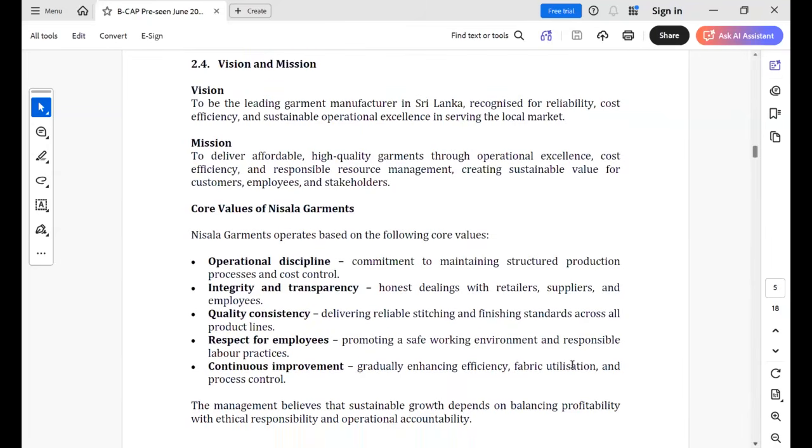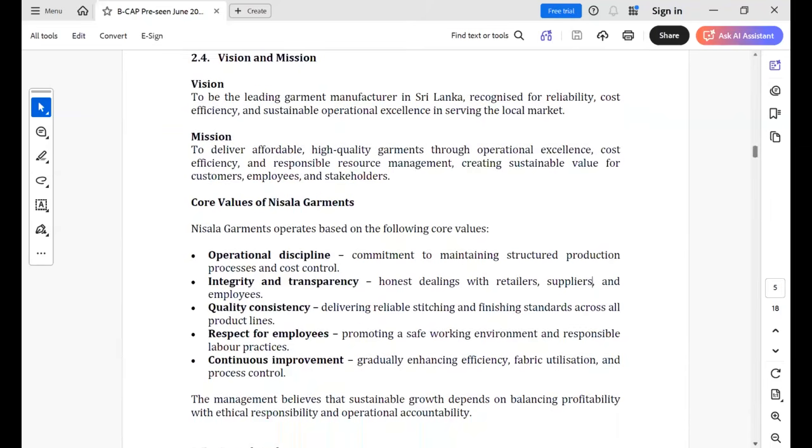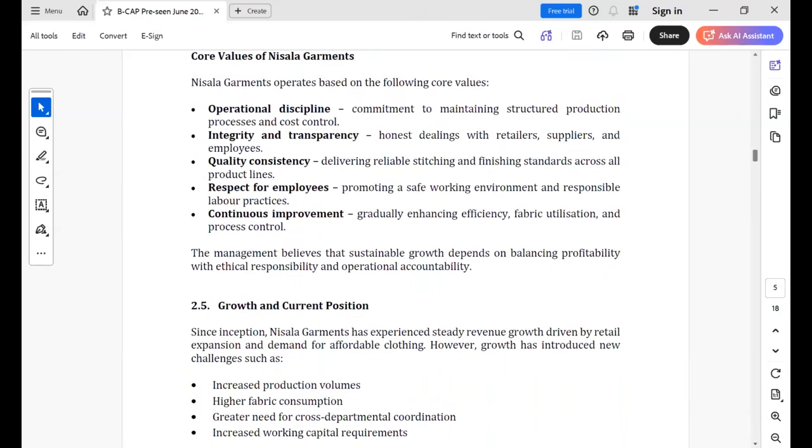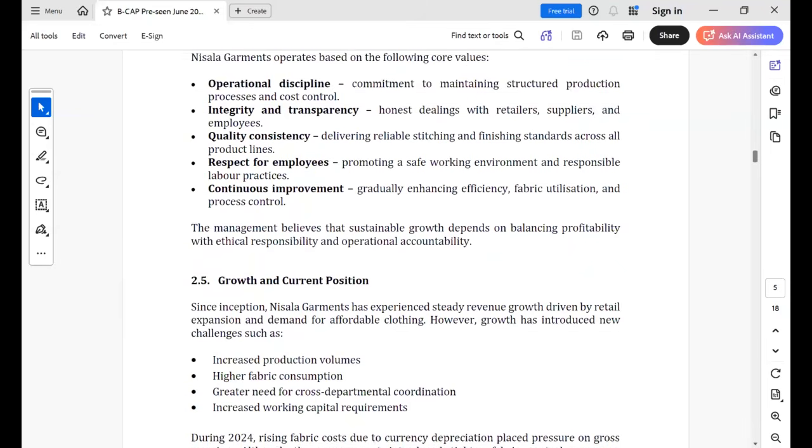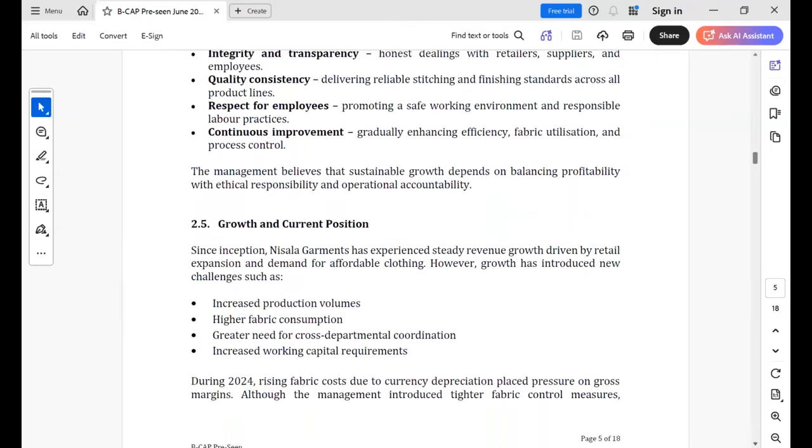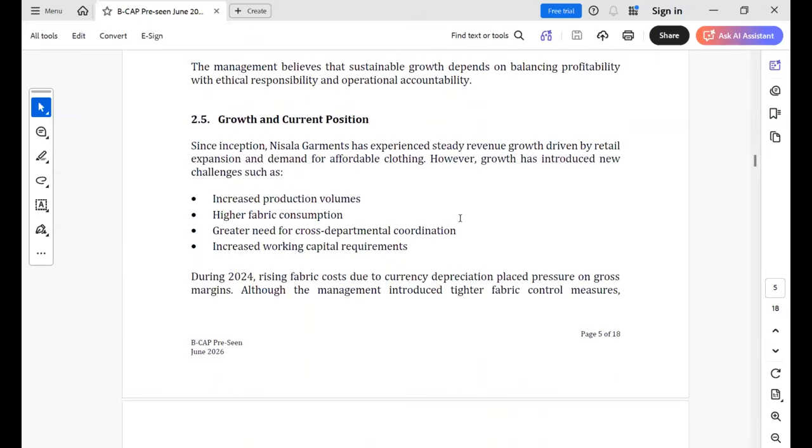And in an organization like a private company, at the moment they don't have a purpose, but they have a vision, they have a mission, and also they have their core values. Right? So you can note that down, students. Right. Then if you come to 2.5, growth and current position.